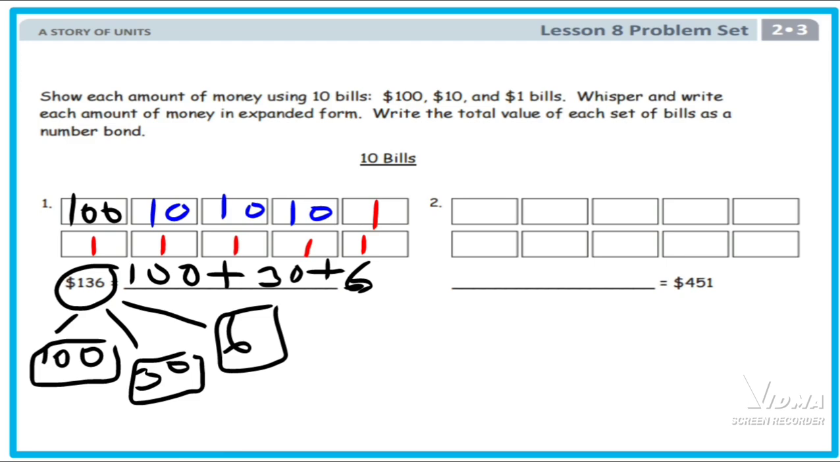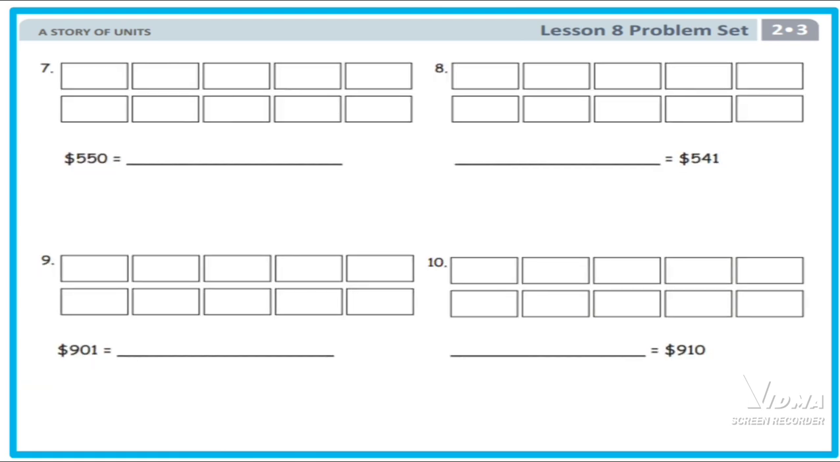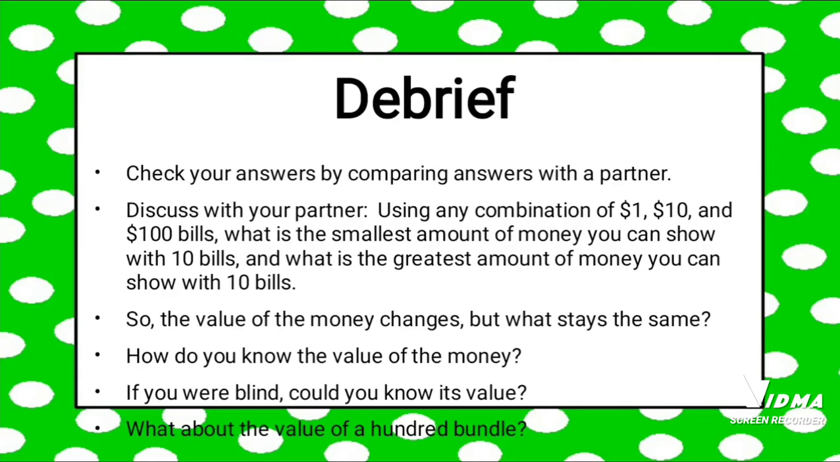And the number bond I've shown you has one in the hundreds position, three in the tens, and six in the ones. You have one bundle of 100, three tens, and six ones. That is what you're going to do with these activities. You complete them and bring your work to class.